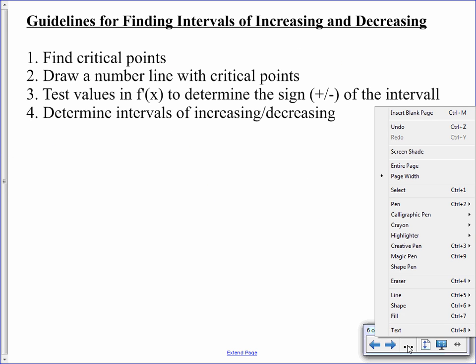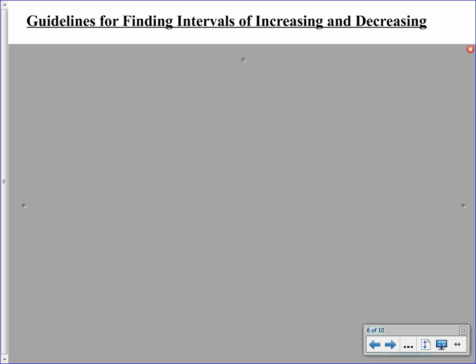Okay, so here we go. We are going to use calculus to find intervals of increasing and decreasing. You can look at a graph and do it, right? But what if we don't have a graph? Graphing it, yes, to a certain extent we can do, but we have to know where those critical points are because that's where we could be changing direction.